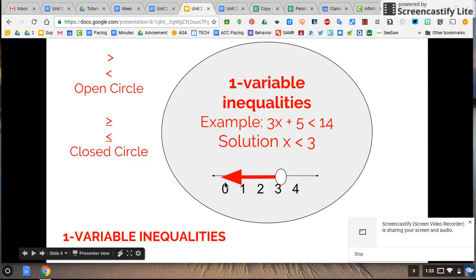So remember, when you're graphing these on a number line, if you have a greater than or a less than, it's an open circle. And if it's a greater than or equal to, or less than or equal to, it's a closed circle because you want to include that point.